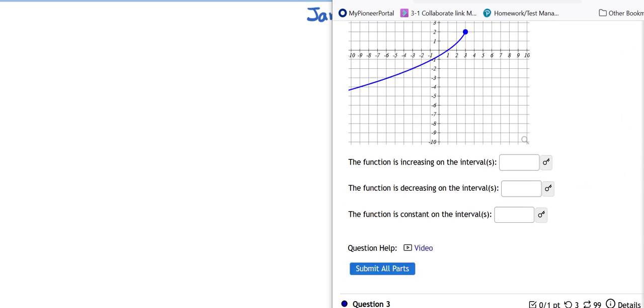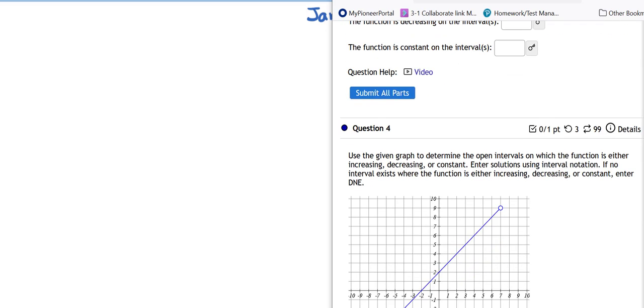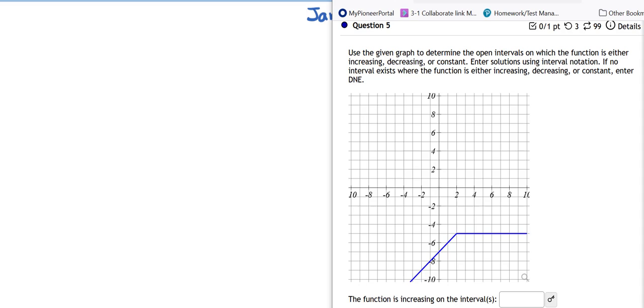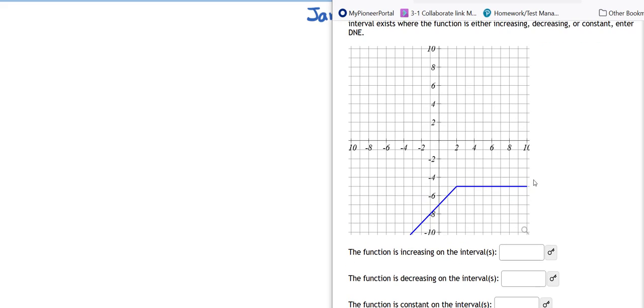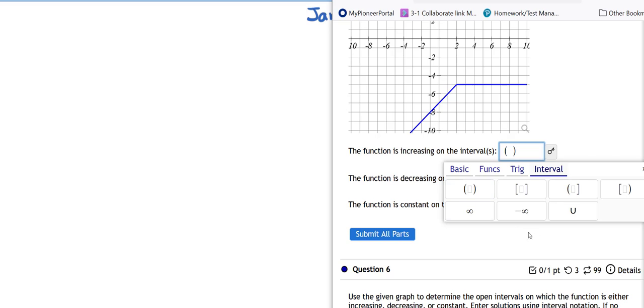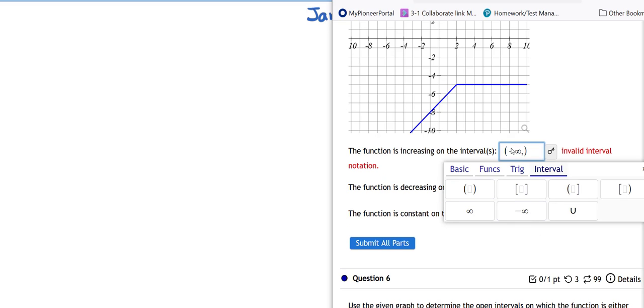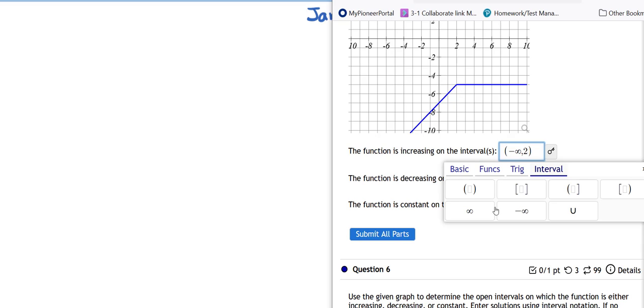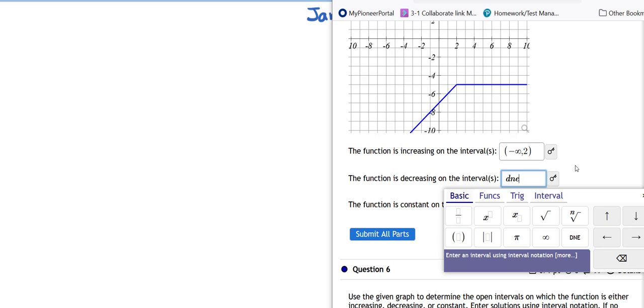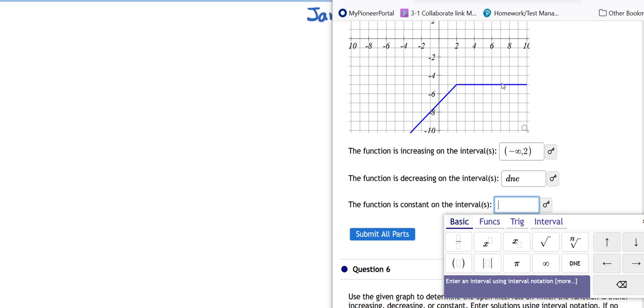All right, let's try one more. I went to question 5. Same kind of questions. So this one is increasing, and you have to assume this goes on forever when it goes all the way to the edge. So we have one piece that's increasing and one piece that's constant. So it's increasing from negative infinity to 2. It is not decreasing, and it is constant from 2 to infinity.